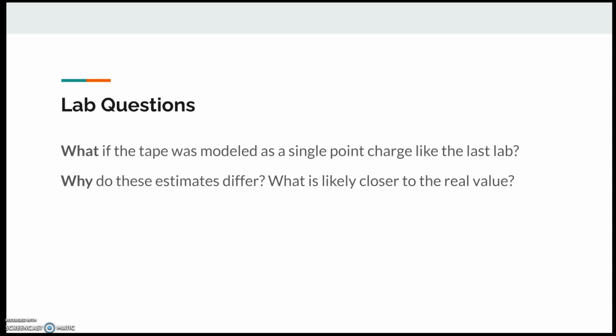So what if the tape was modeled as a single point charge like it was in the last lab? Well, then we would have the same results as the last lab. If it was modeled as one point charge, we would have a higher or a lower value of Q, and it wouldn't be as accurate, which answers the second question. Treating this as a line charge is much more accurate than treating it as a point charge, because in reality, it's a line charge, not a point charge.